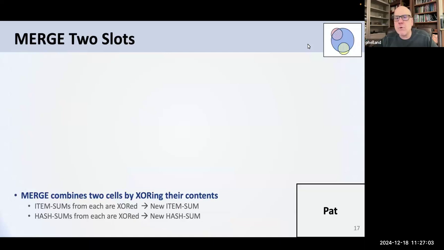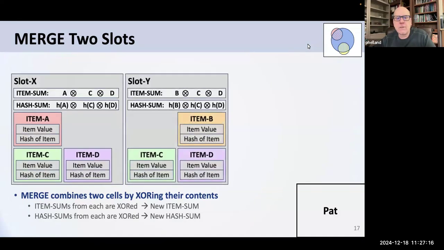What do I mean by merge 2 slots? This is a typo. It should say merge combines 2 slots by XORing their elements. So you XOR the item sums and you get a new item sum. You XOR the hash sums and you get a new hash sum.